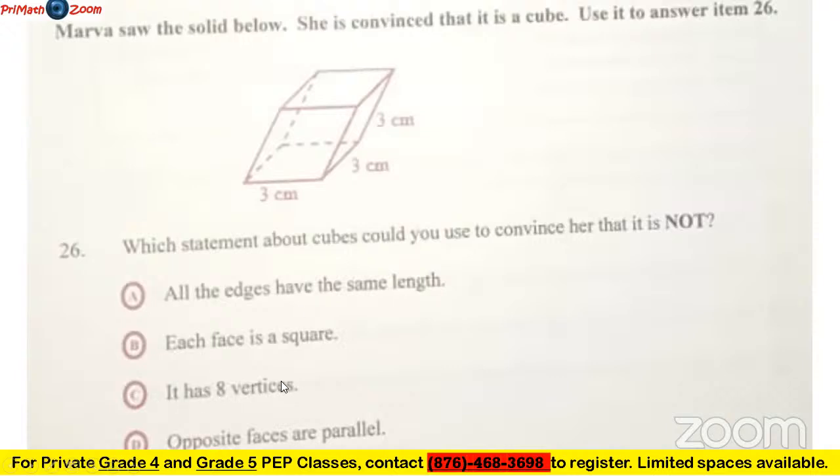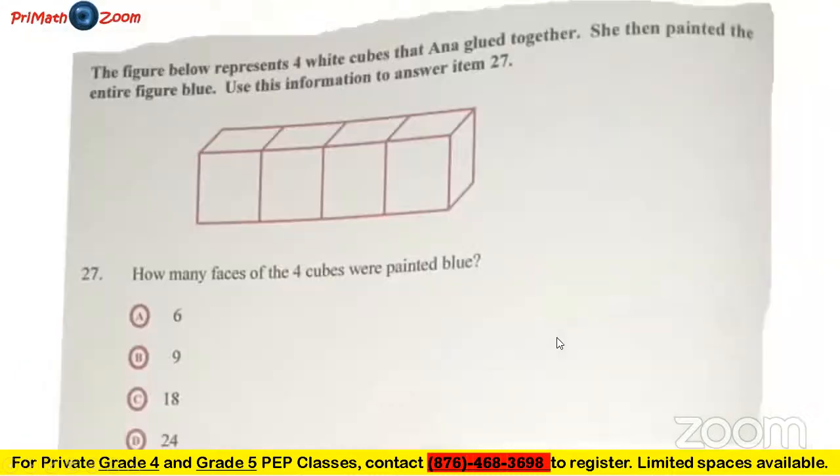For C, it has 8 vertices. This figure has 8 vertices as well as a cube. Opposite faces are parallel. That's the same for this figure as it is for a cube. So the correct answer here would be that each face is a square. That is what we could use to convince her, because each of these faces aren't a square. So that's why this is not a cube, it is something else.